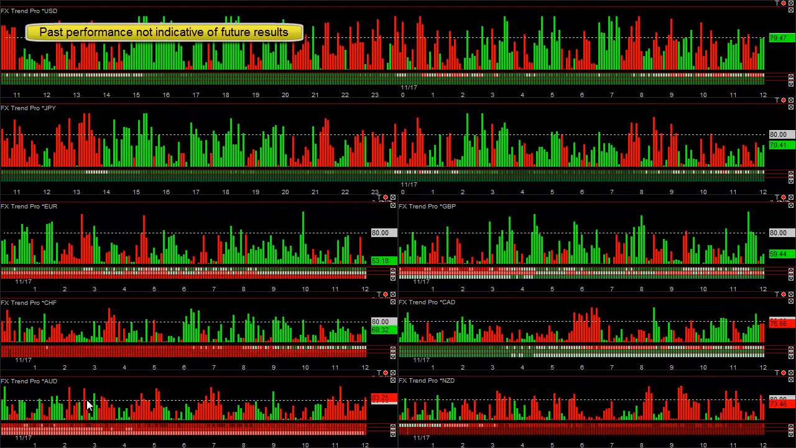Let's look at the Australian, which was also weak. From 4 to 5, a lot of weakness right here, followed by about an hour of strength at about half the intensity. That trend is very likely to continue because the longer term trend is down, coming up to 6.